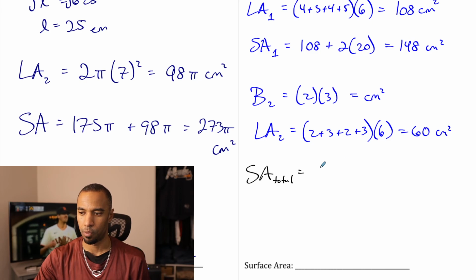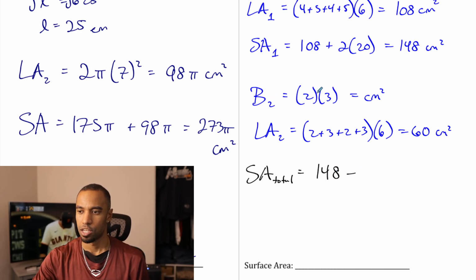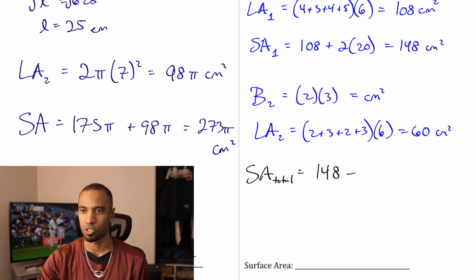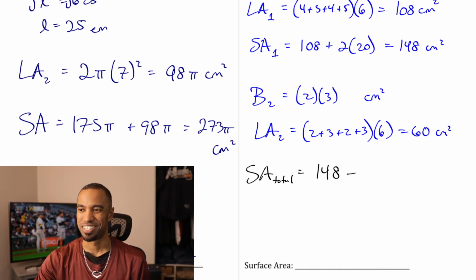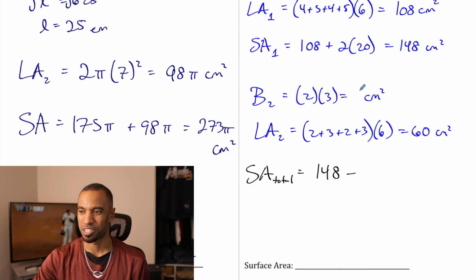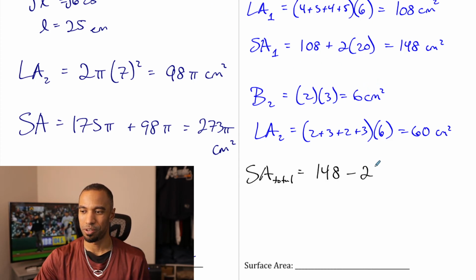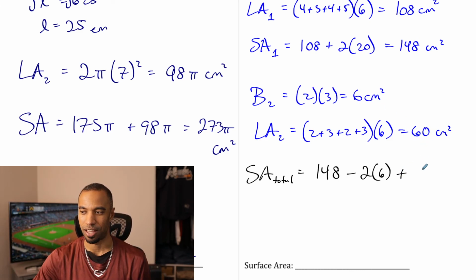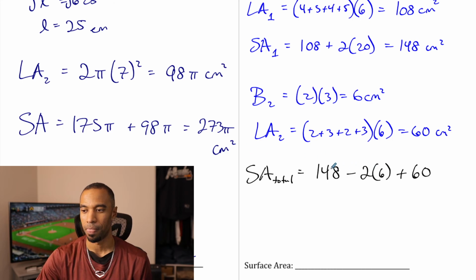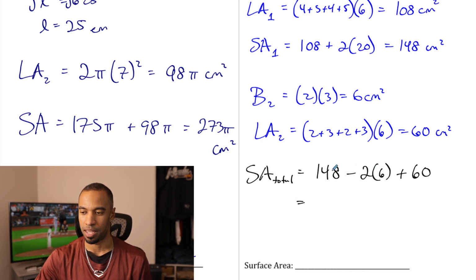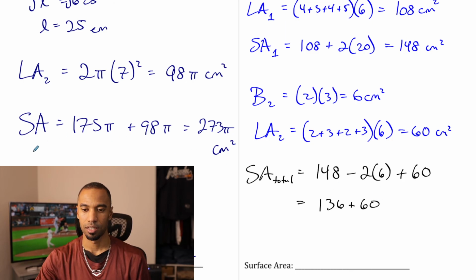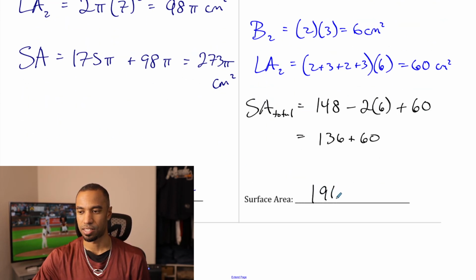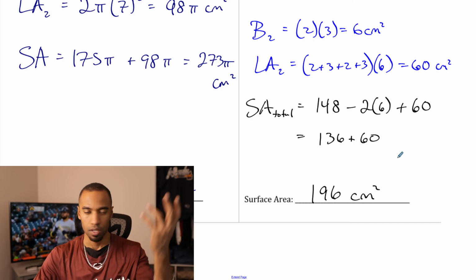So for the surface area of the total here, I'm going to take the surface area of the big guy, 148. I'm going to subtract 2 of these bases, each is 6 square centimeters, it's 2 times 3. I'm going to subtract 2 of those 6s because I'm going to subtract it from the top and bottom. Those are holes there. And then I'm going to add the lateral area of the inner wall there, which is 60. So in the end, that's going to be 148 minus 12 is 136 plus 60 is 196 square centimeters. And that's it and that's all.